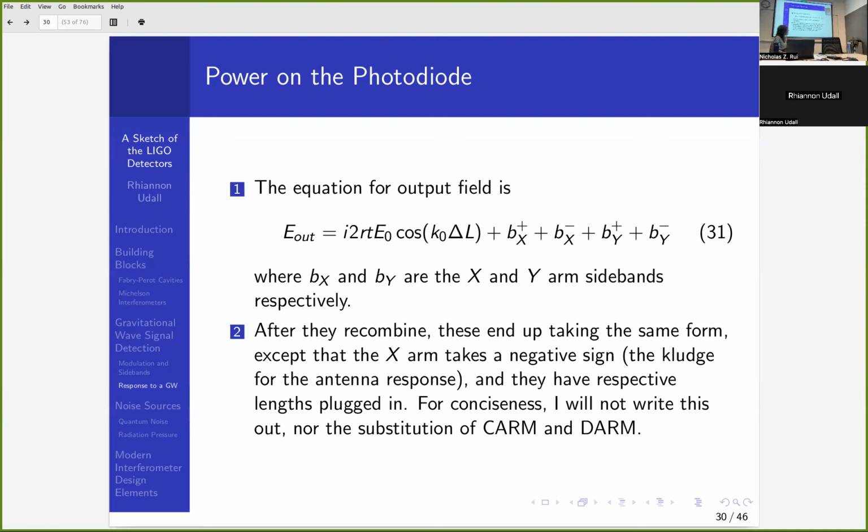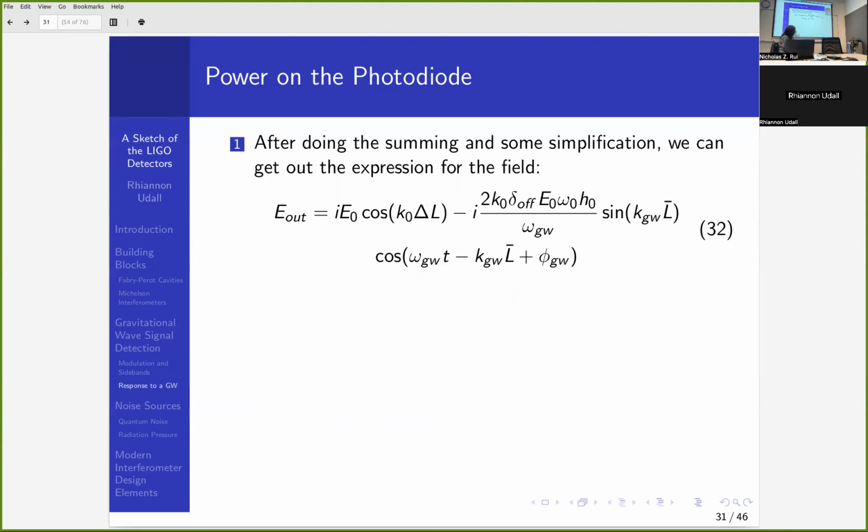Okay, and as another step, we're going to want to switch from length. So we'll want to substitute in LX, LY, and then switch to the common length and the differential length. And you do that, and it looks like this. Okay, so this is all well and good. This is the carrier field, this is the power or the field of the carrier, and this is the field of the sidebands due to gravitational wave modulation. Okay.